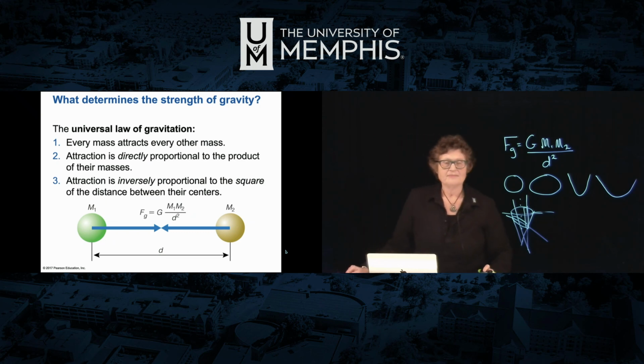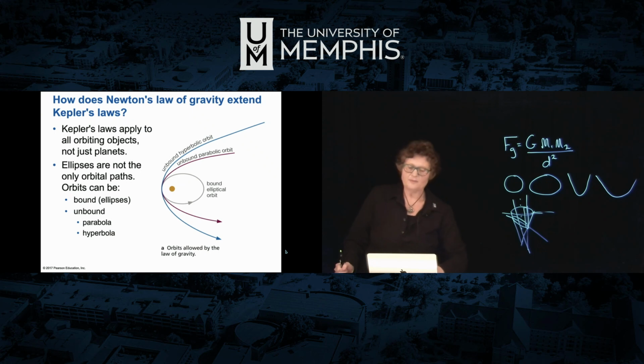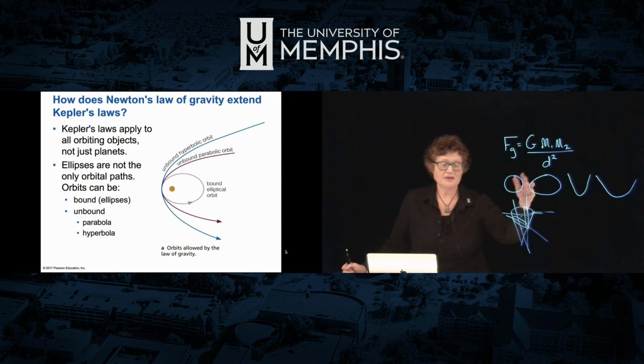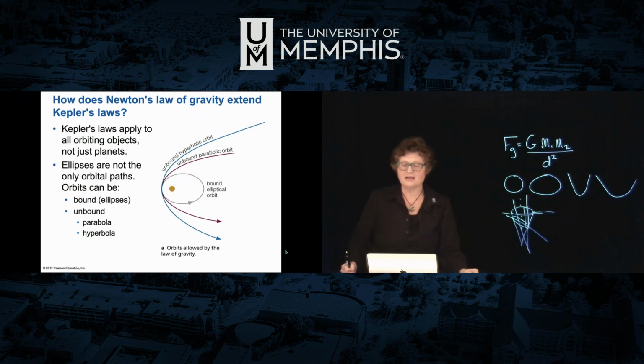And I'm going to go ahead and tell you about some are bound, some are unbound. So these are bound because they repeat, and these are unbound orbits. They would correspond to something coming in and leaving and never coming back.